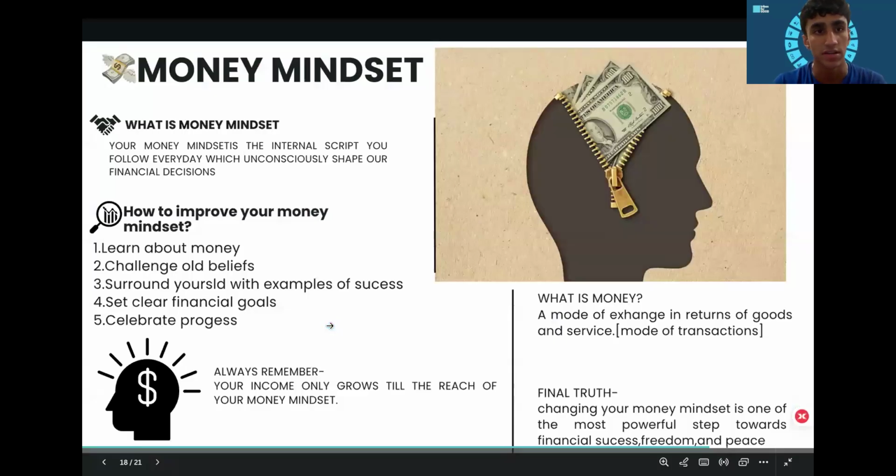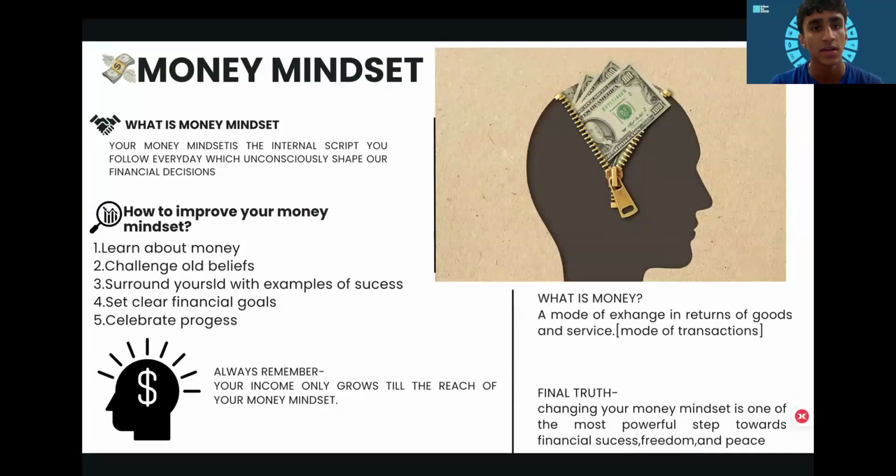Towards actual money mindset. What is money mindset? Well, your money mindset is the internal script you follow every day, which unconsciously shapes our financial decisions. You might be wondering, how do you improve your money mindset? Well, learn about money, challenge old beliefs, surround yourself with examples of success, set clear financial goals, and celebrate progress. Always remember, your income only grows till the reach of your money mindset.